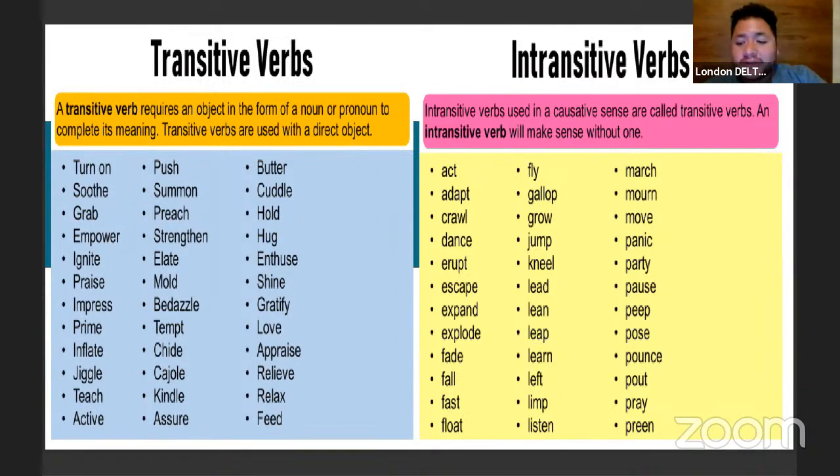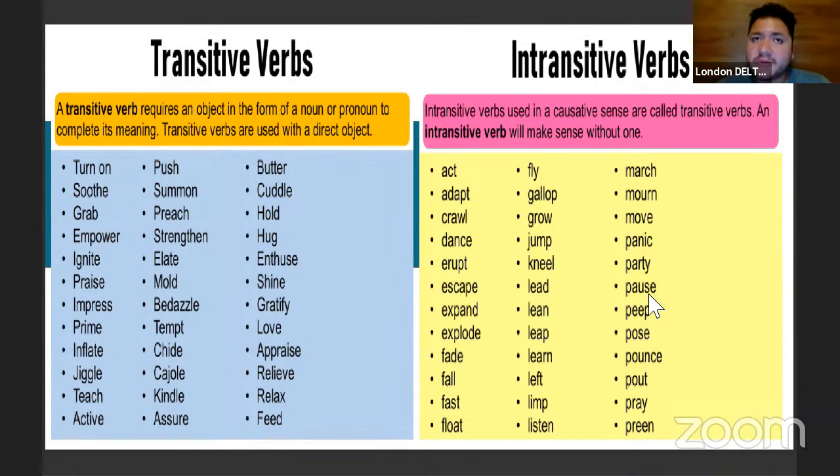Okay, let's check another example. Please, Daniela, choose a verb from transitive verbs. Escogamos un verbo de la izquierda, después uno de la derecha. De la izquierda, relax. Y de la derecha, pray. Okay, pray. So relax. Transitive.